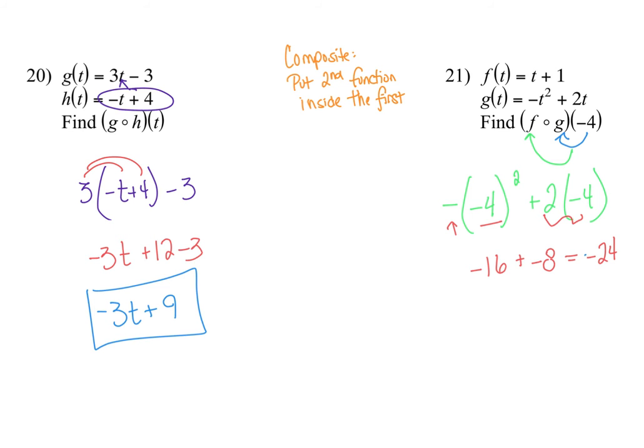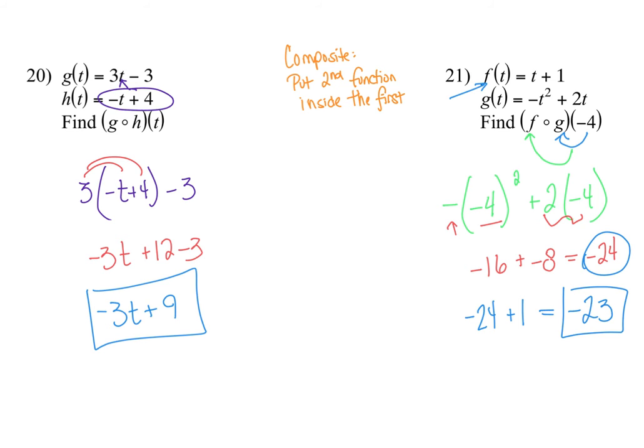Then I would take that negative 24 and plug it into the f function. So t plus 1, negative 24 plus 1. My answer here is negative 23. So when you have numbers, you can plug it into the function that's closest to that number, take that answer and plug it into the other function, all right?